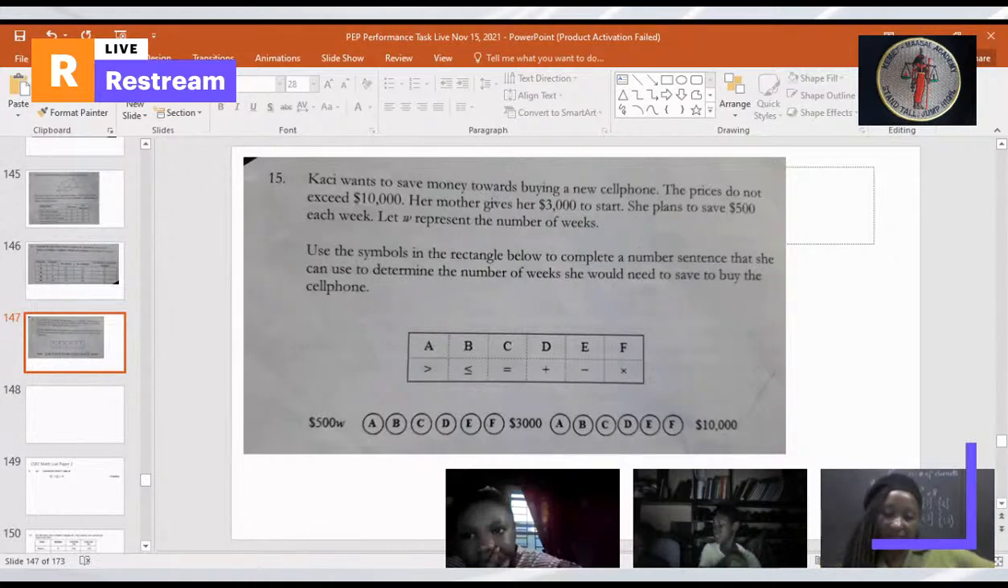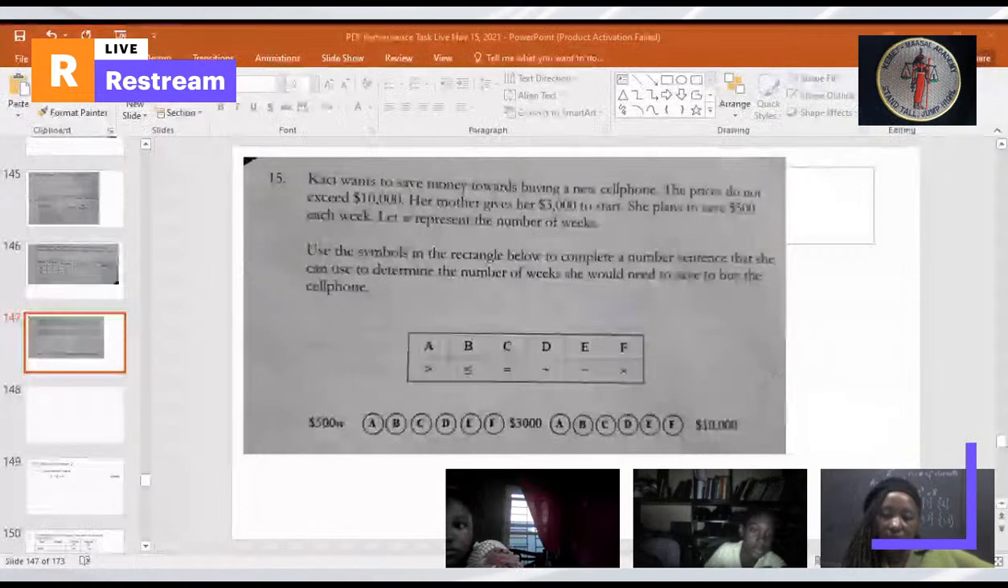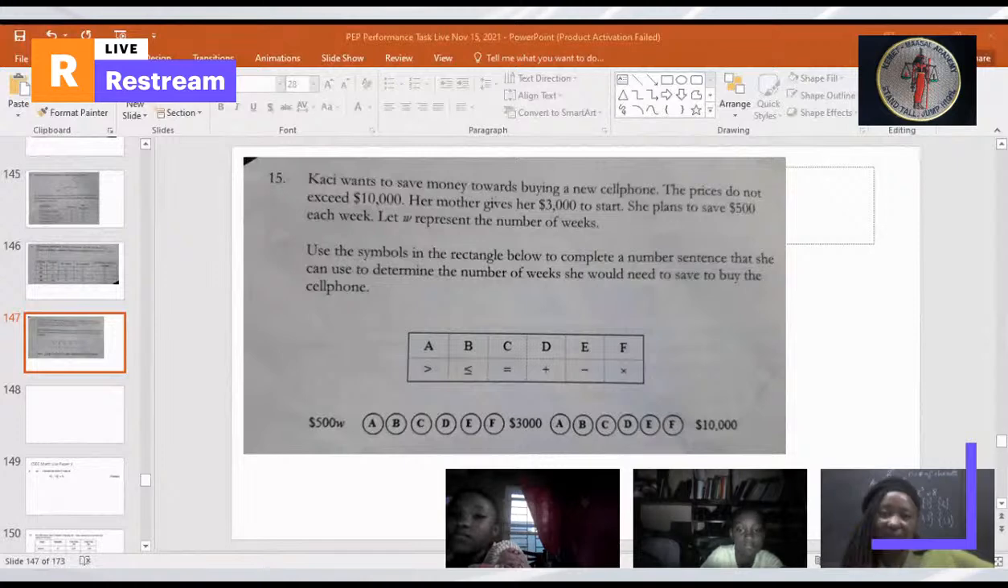Any ideas? Miss, I have an idea. Yes? What would we put there? Miss, I would say B: $500 W less than or equal to $3,000, and $3,000 equal to $10,000, which will be C. So it's BC. So you'd put $500 W less than or equal to $3,000 equal $10,000.